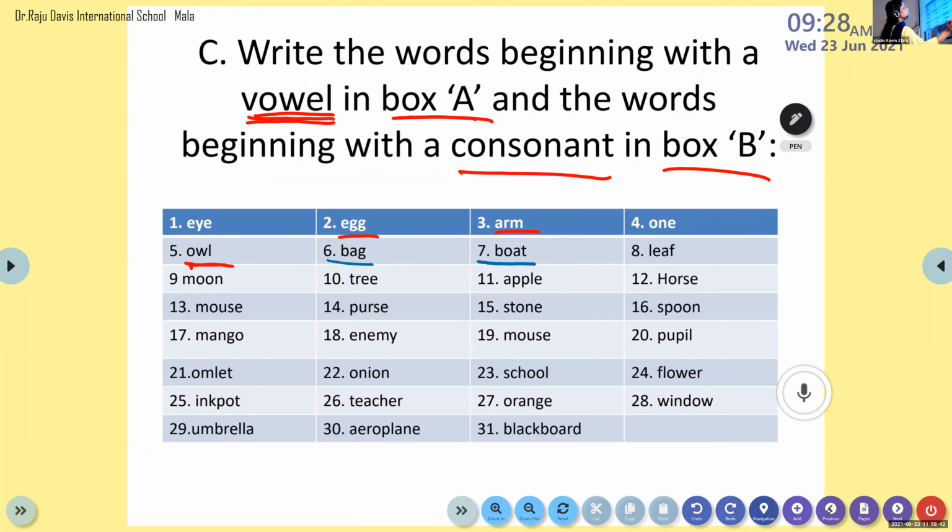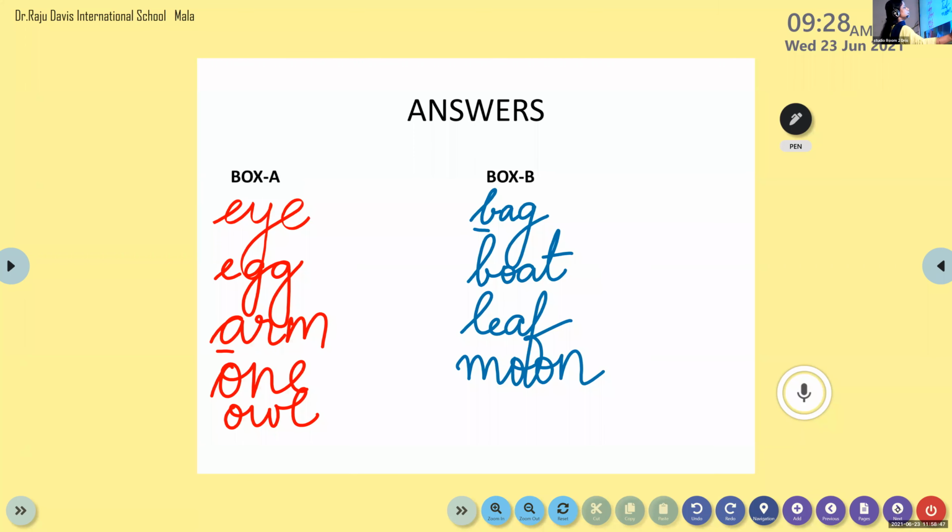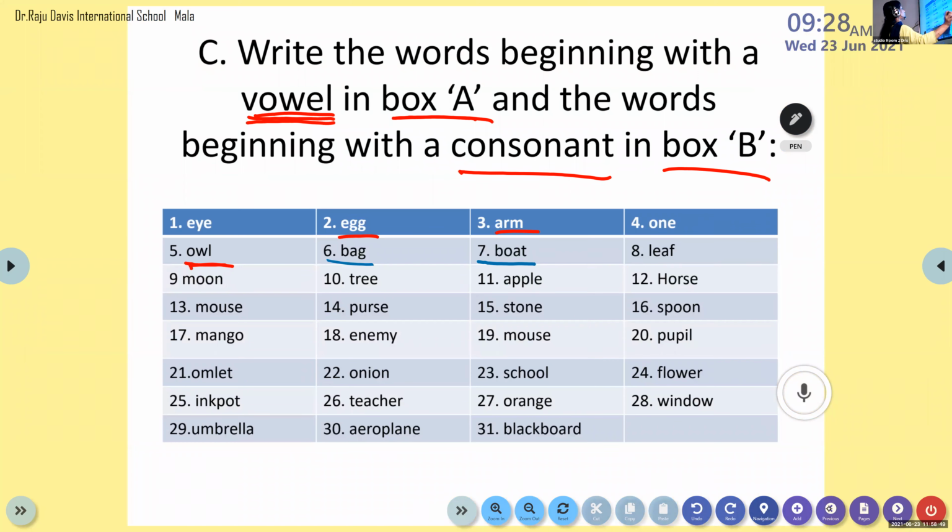Yes. Now let's move on to the next word. So we have finished with moon. Now let's move on to the next word.